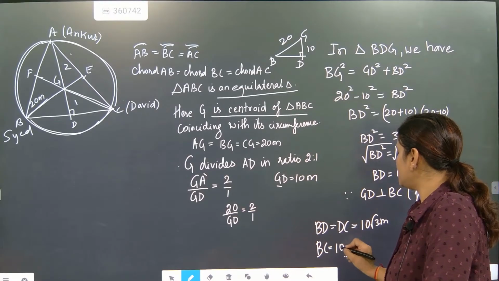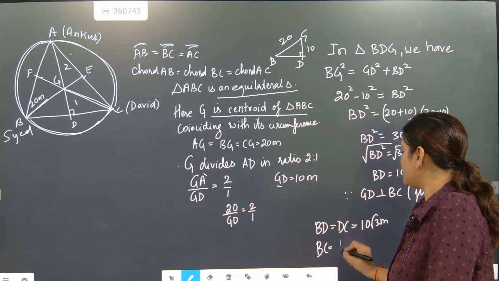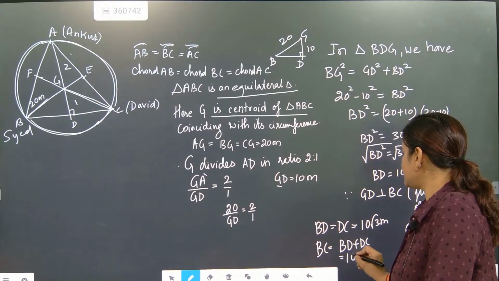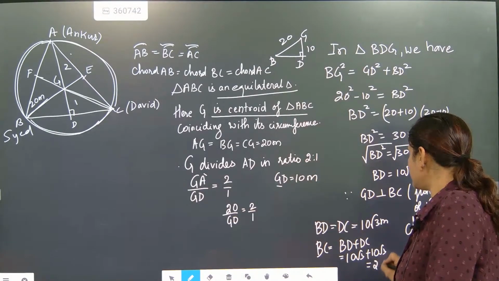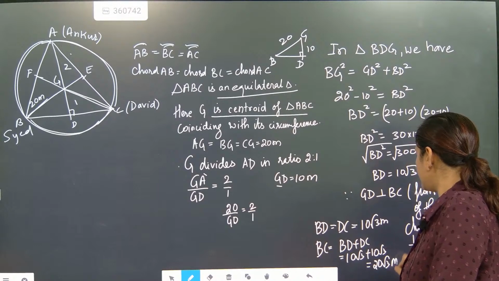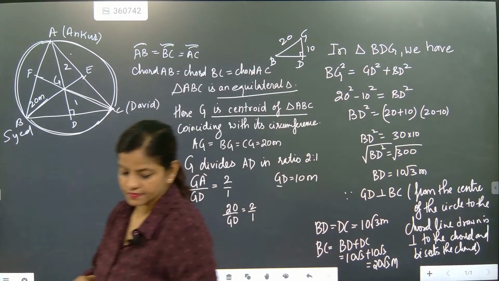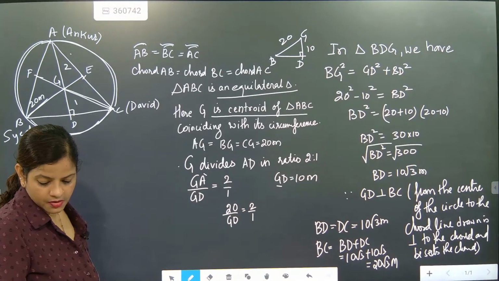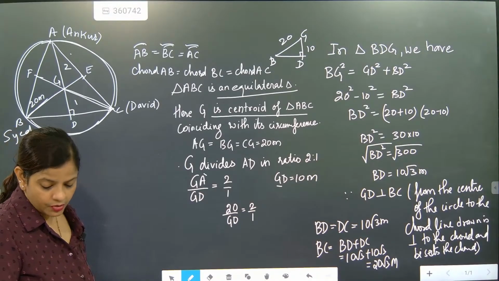BC is equal to 10 root 3 plus 10 root 3, 2 times coming now. BC is equal to BD plus DC. So it is 10 root 3 plus 10 root 3, so it is coming as 20 root 3 meter. Done? Note down. It is coming as how much, beta? 20 root 3 meter.